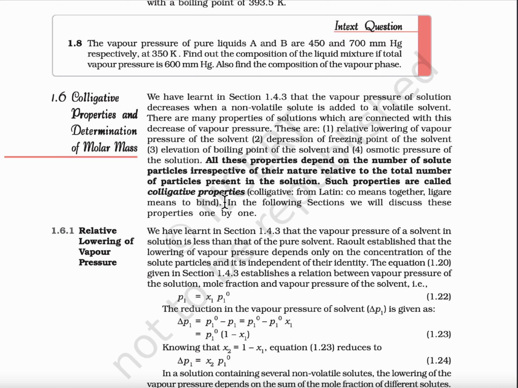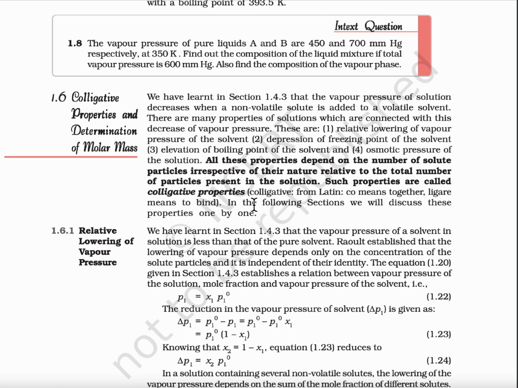So, there are many properties of solutions which are connected with this decrease of vapor pressure. They are relative lowering of vapor pressure of the solvent, depression of freezing point of the solvent, elevation of boiling point of the solvent, and osmotic pressure of the solution. All these properties. Now, what are colligative properties? This definition is very important. They might ask, what are colligative properties?